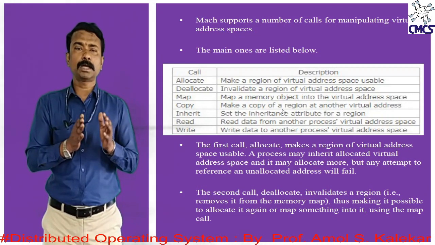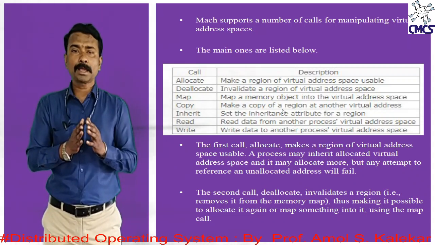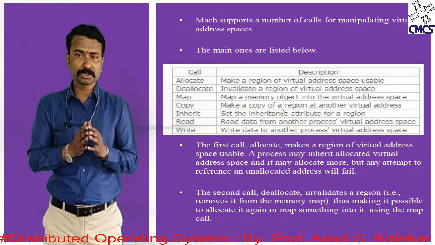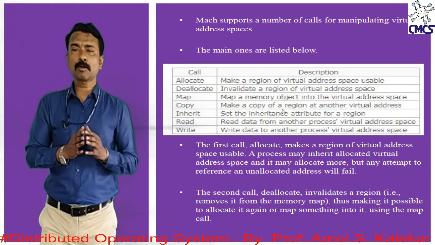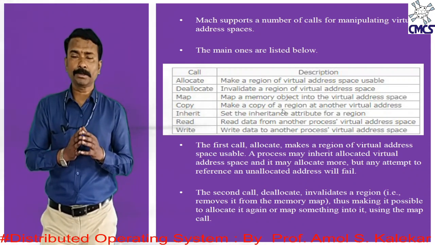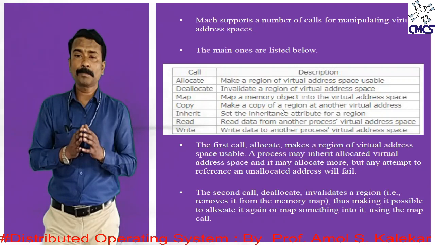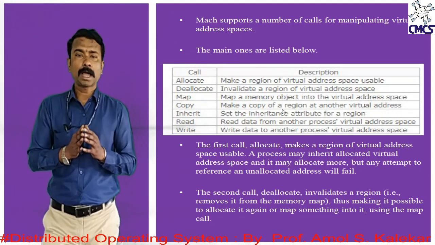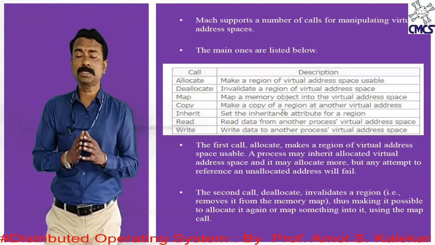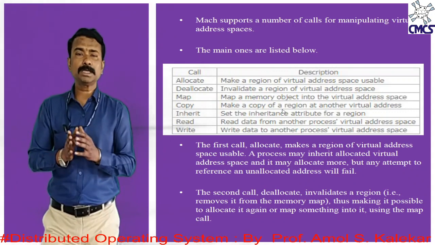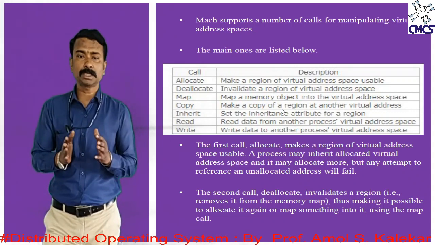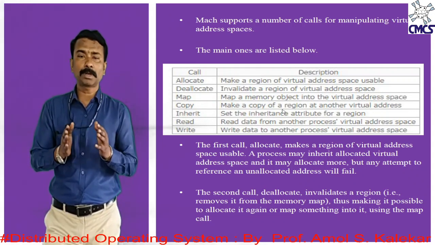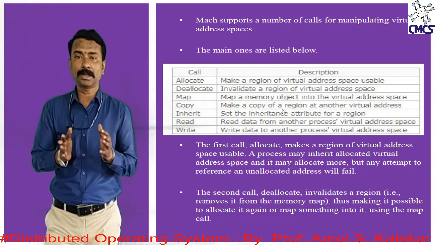Now, Mach supports a number of calls for manipulating the address spaces. The main calls are seen in this figure. The different calls supported here are allocate, deallocate, map, copy, inherit, read and write. The first call, allocate, makes a region of the virtual address space available, usable. A process may inherit allocated virtual address spaces and it may allocate more as per requirement, but any attempt to reference an unallocated address will definitely fail.